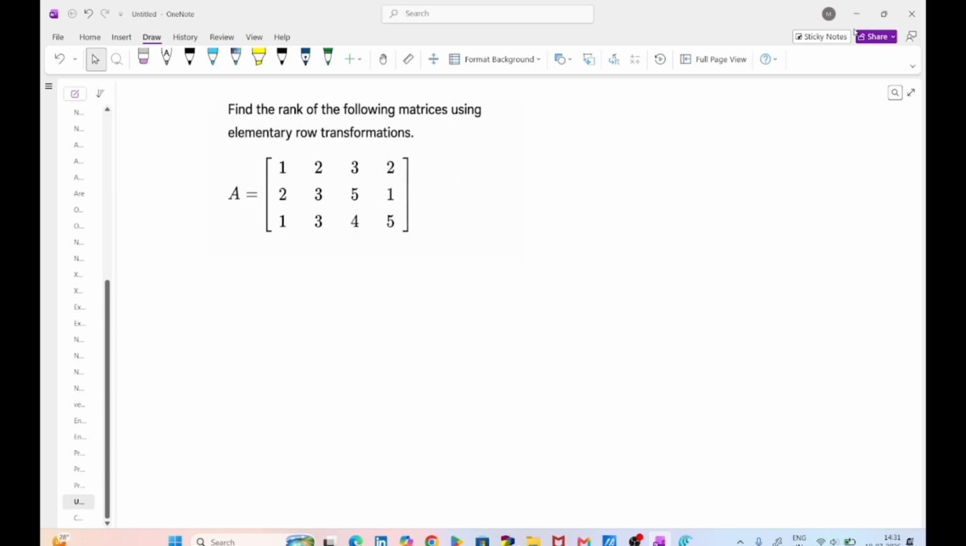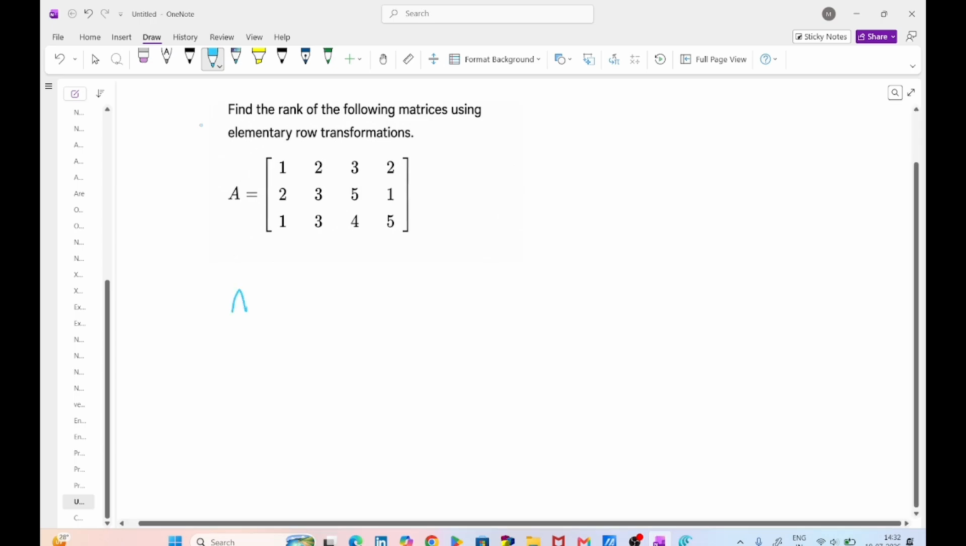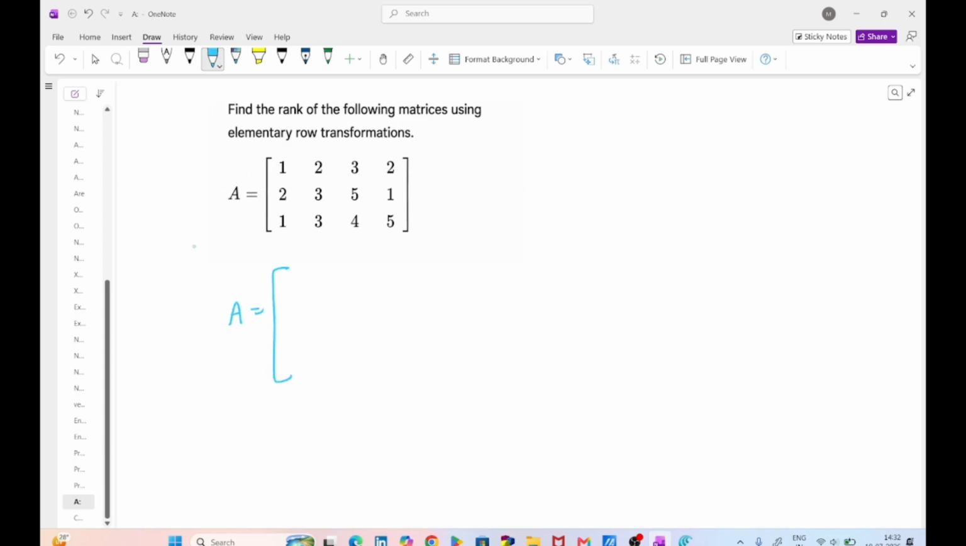In this video, we are going to solve this problem. Find the rank of the following matrices using elementary row transformation. A is equal to 1, 2, 3, 2; 2, 3, 5, 1; 1, 3, 4, 5. Let us solve this problem. Let us write this matrix: 1, 2, 3, 2; 2, 3, 5, 1; 1, 3, 4, 5.